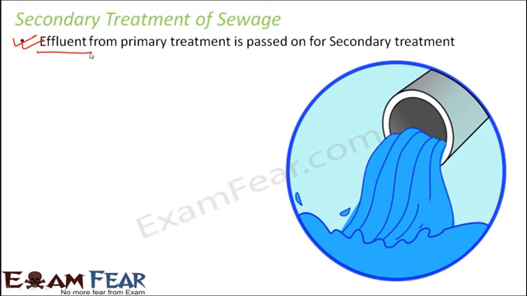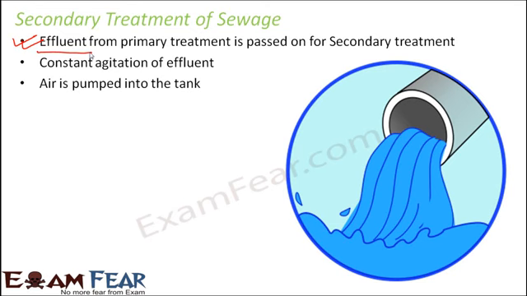Now what happens during secondary treatment? Constant agitation of the effluent. So the effluent is constantly agitated. Now this effluent is passed on to different tanks, which are often termed as aeration tanks. Now why are they called aeration tanks? Because air is constantly pumped into the tank. So that is why they are called aeration tanks.